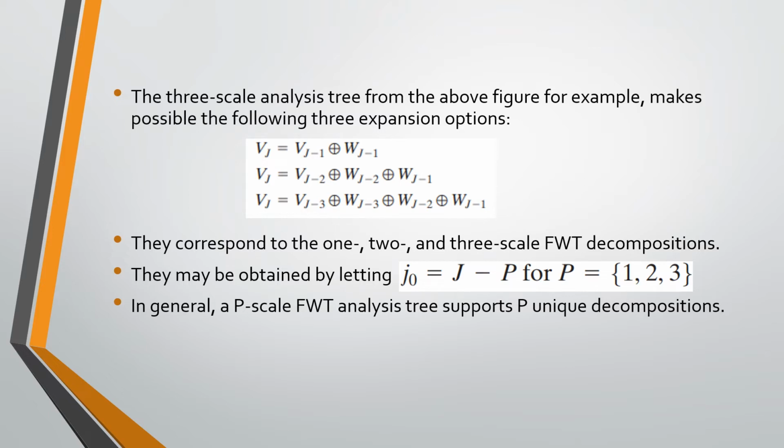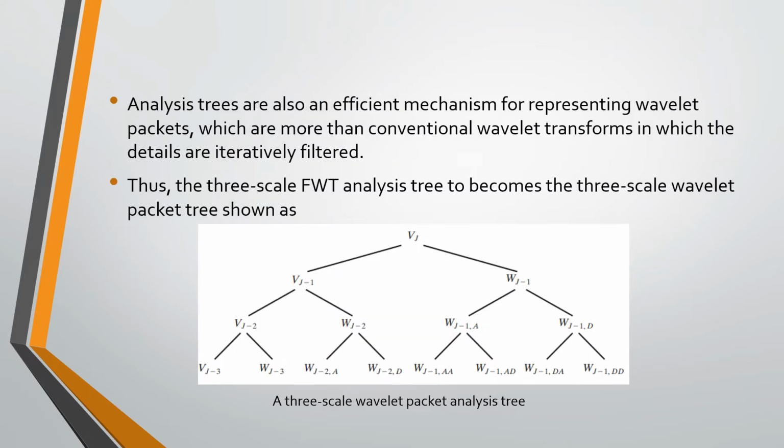They may be obtained by letting J_0 equal J minus P for P equal to 1, 2, 3. In general, a P-scale FWT analysis tree supports P unique decompositions. Analysis trees are also an efficient mechanism for representing wavelet packets, which are more general than conventional wavelet transforms in which only the approximations are iteratively filtered. Thus, the three-scale FWT analysis tree becomes the three-scale wavelet packet tree shown here.